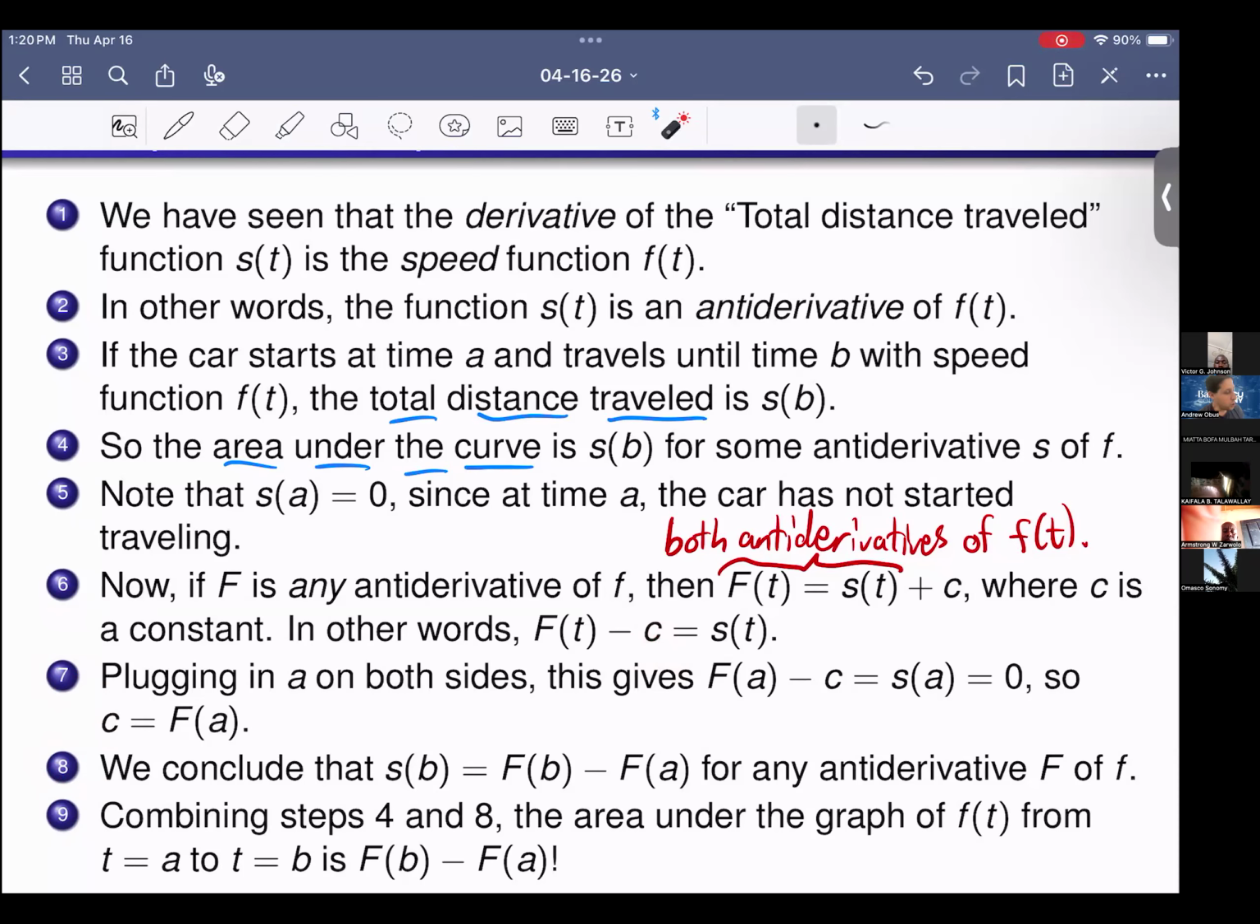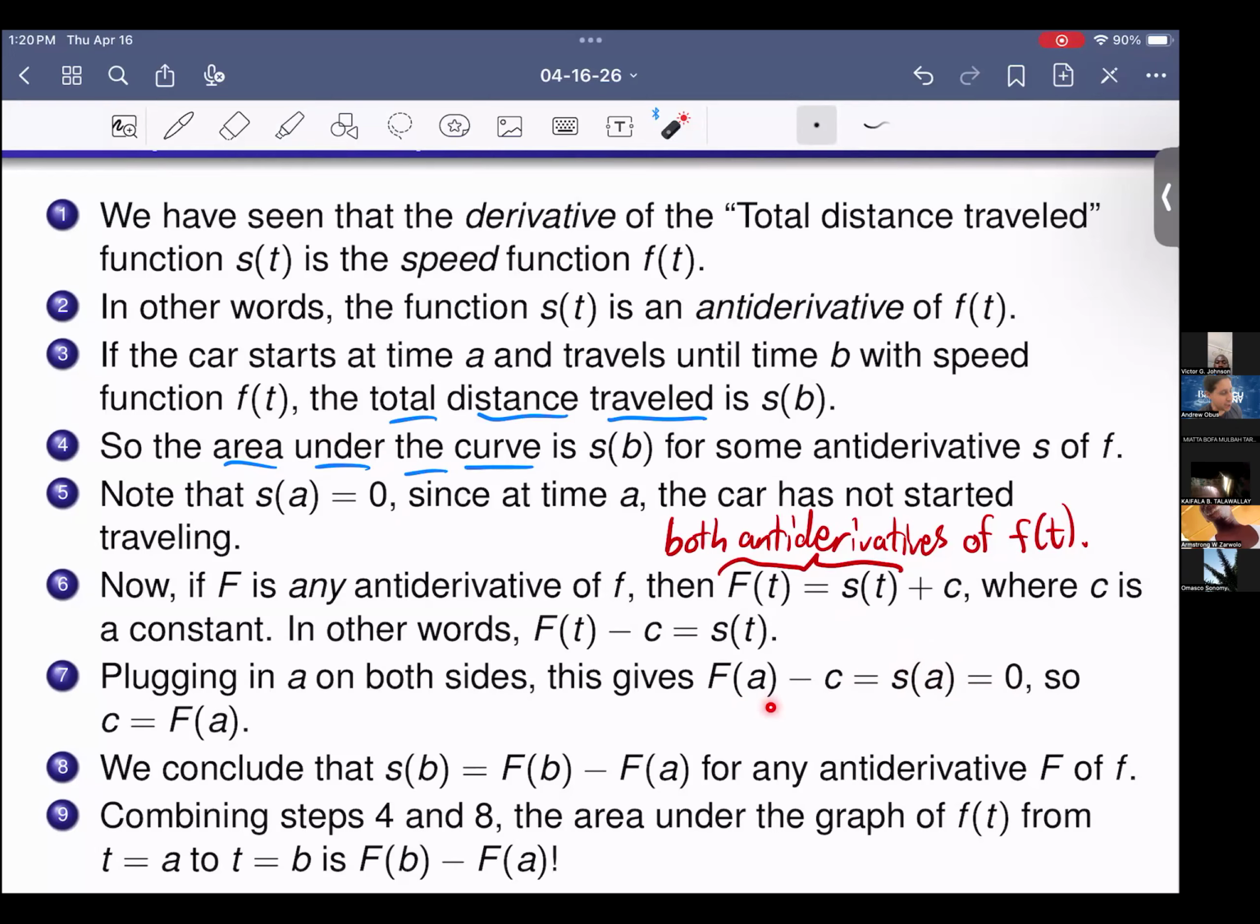So what I'm going to do is plug in my start time A on both sides. If I plug in A on both sides, F of t just becomes F of A. C is just a constant, stays as C, and S of t becomes S of A. So I get that F of A minus C equals S of A. But S of A we already saw was 0, right? S of A just means how much distance you have traveled at time A. You haven't started yet, so that's equal to 0.